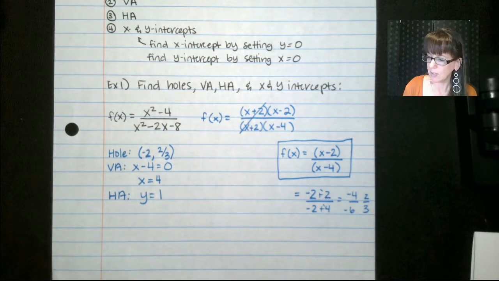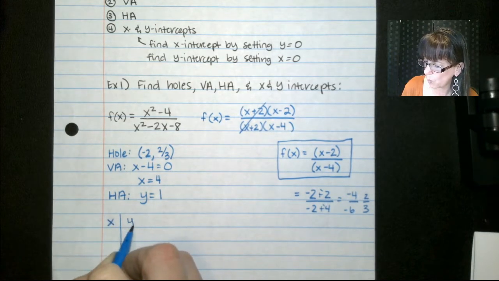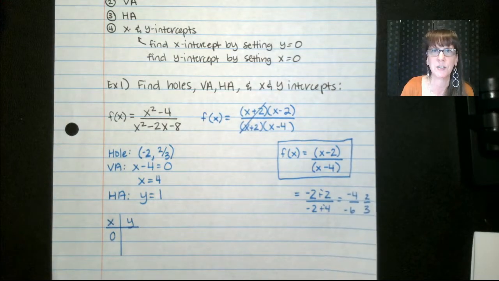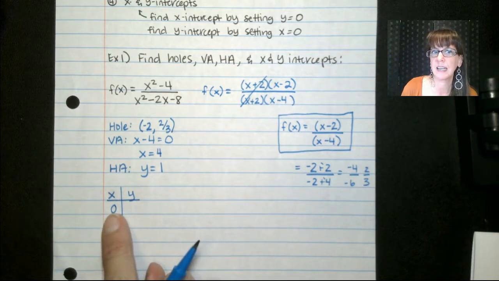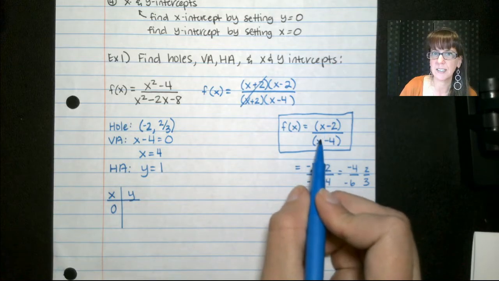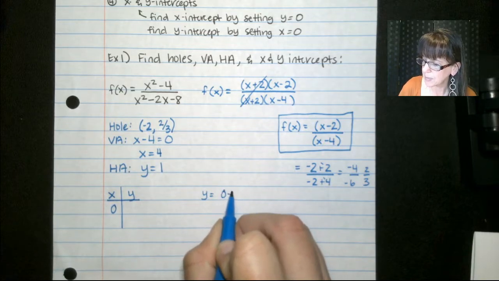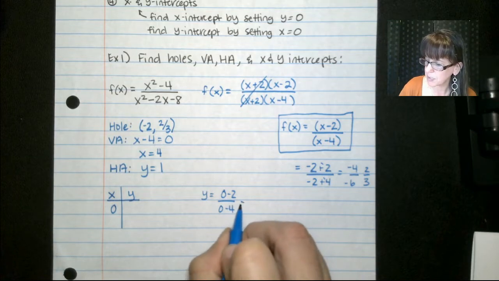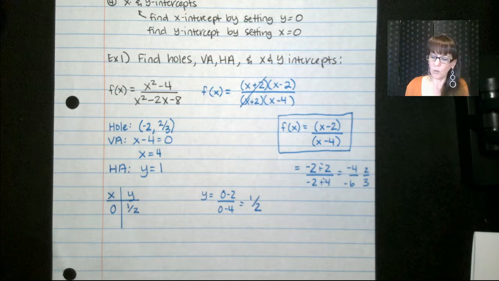Okay, now let's find our x and y intercepts. I think it's easiest just to set x first. And when I find my x and y intercepts, I think that's a good time to start my xy chart. So what I'm going to do is set x equal to 0, because if I do that, it's fairly easy to look at this. So y equals 0 minus 2 over 0 minus 4. Negative divided by negative is a positive, so this would equal 1/2. So (0, 1/2).